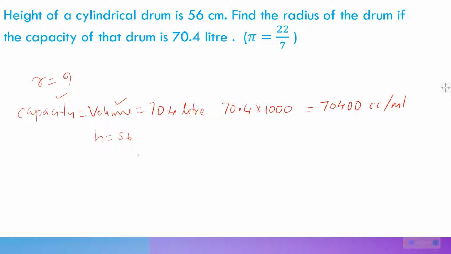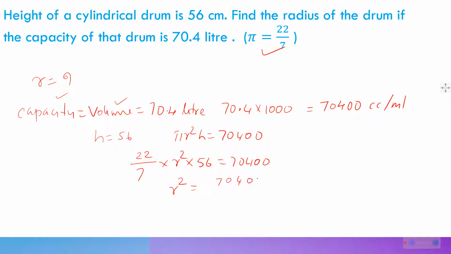So we will say that pi r square h is equal to 70400. In that pi is not given, so we take 22/7. So 22/7 into r square into 56 is equal to 70400. Now the ball is in your court, you will find out r square yourself. Understood? That means 70400 upon 56 will be in the denominator, 22 also, and it will be 7 over here. It became easy. 8 sevens are 56. It's so easy, 22 into 8.